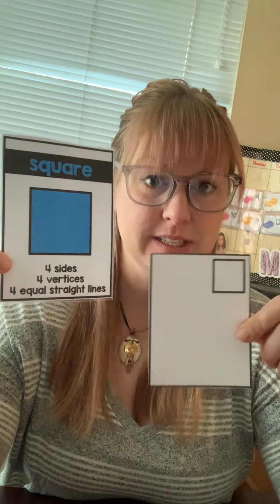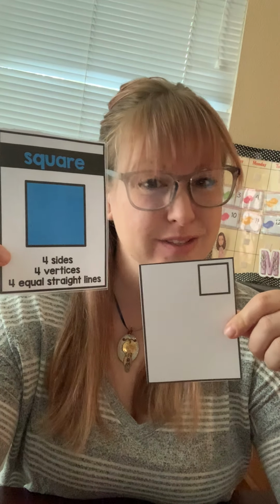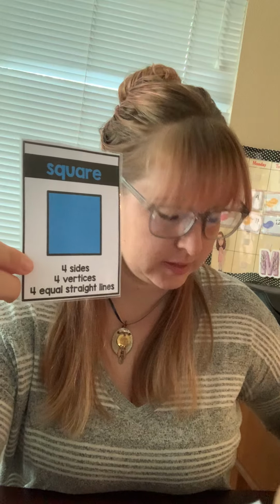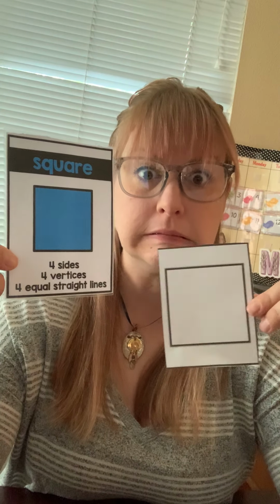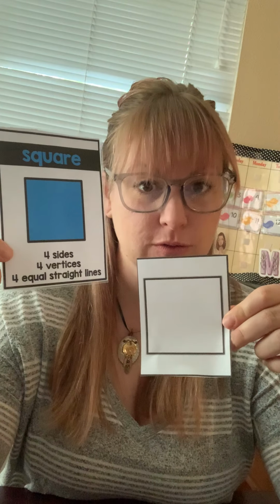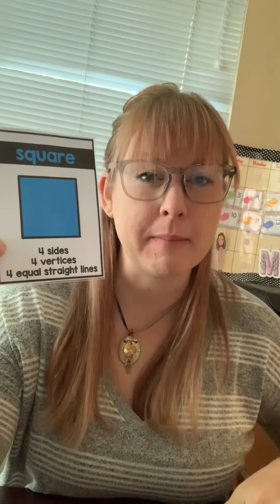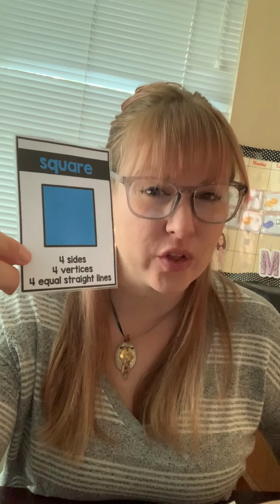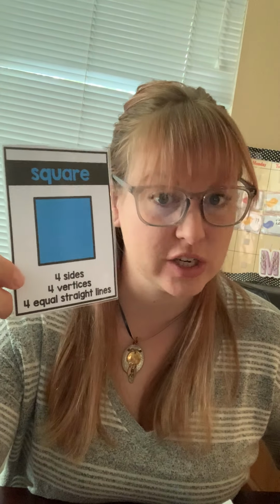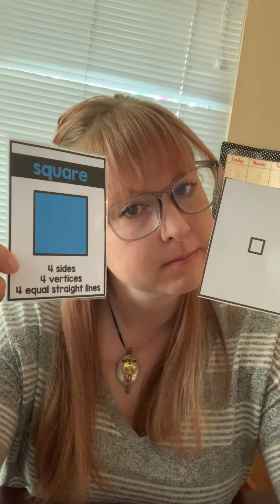Remember? So let's see. Is this a square? They look like they're four equal sides, so yeah, it is. What about this one? It is, because it has four sides, four vertices, and four equal straight lines. Now remember, equal means the same, so all the sides are the same size, not long and short. They're all the same. What about this little one, huh? Yeah, he is a square too.